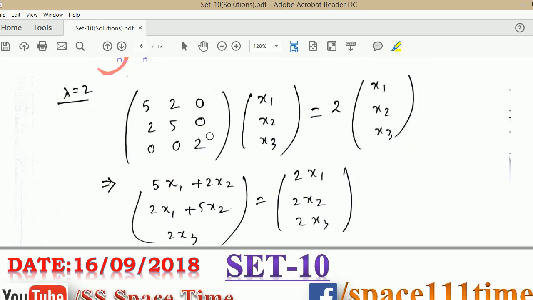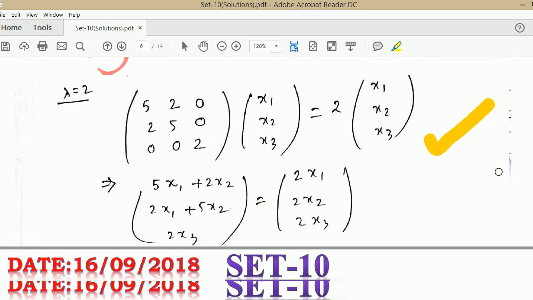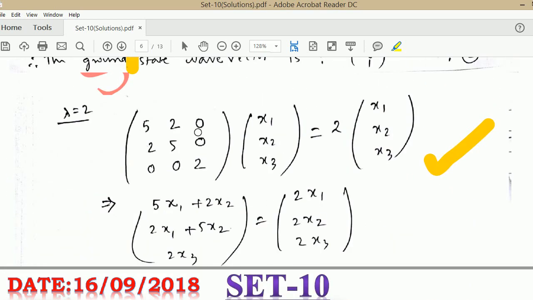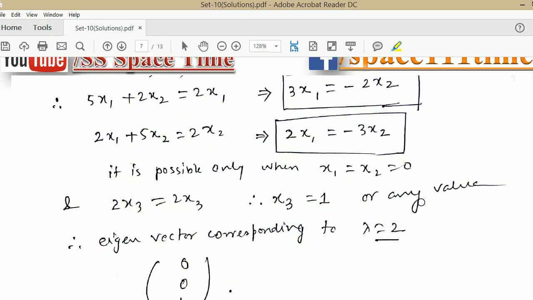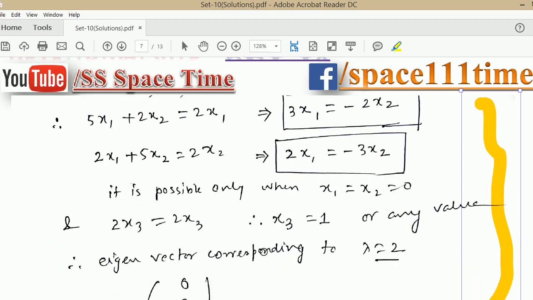Okay, for lambda equals 2, for the ground state we have calculated this. So how we are getting 0, 0, 1 is illustrated in this page. You can check out the calculation. I am not explaining it, you will understand it. So this is the calculation, you just check how we are getting 0, 0, 1.